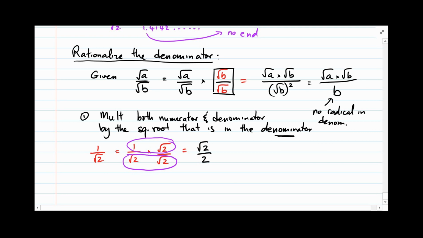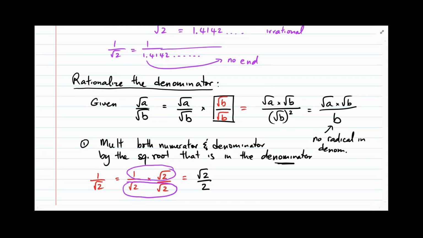Now, is this any better than what we had up here? When we look at 1 over root 2, there was no end. If I approximate this, it'll be 1.414 and it goes on and on and on. Now I have a nice whole number as the denominator, so I can divide to any number of decimal places that I want. And so I have resolved that problem of having an irrational number in the denominator.